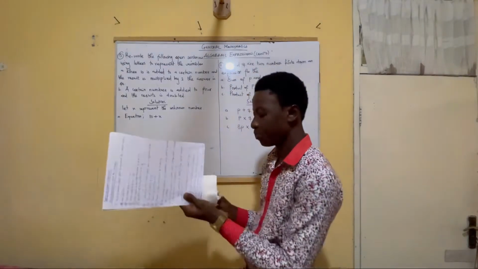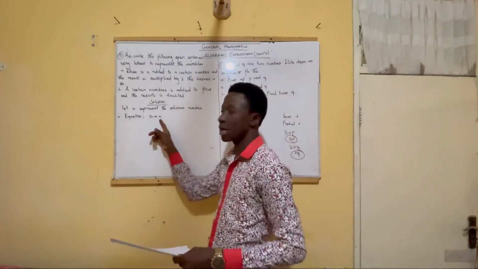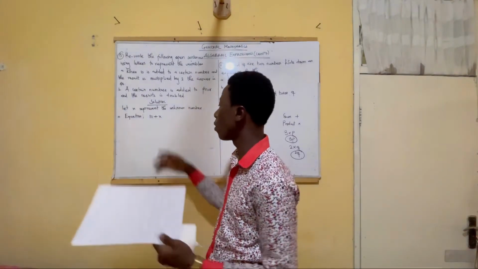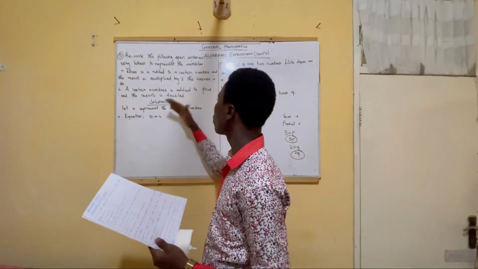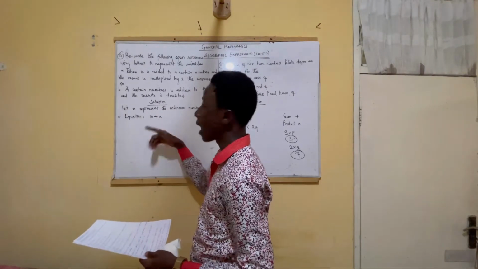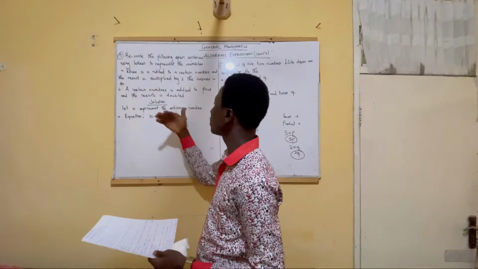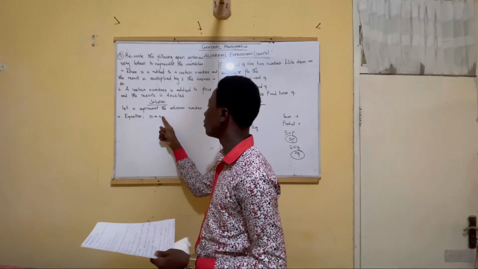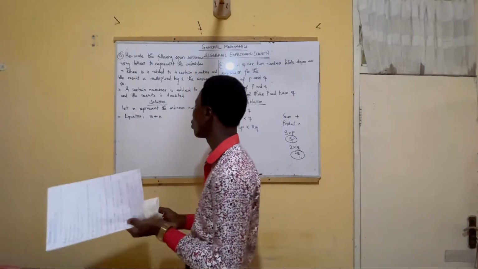So watch closely. Assuming there was a number here, when 10 is added to, say, 2, the result is multiplied by 2. Okay, let's use a different number. When 10 is added to 5, the number would have been here, and 10 plus 5 will give you 15.